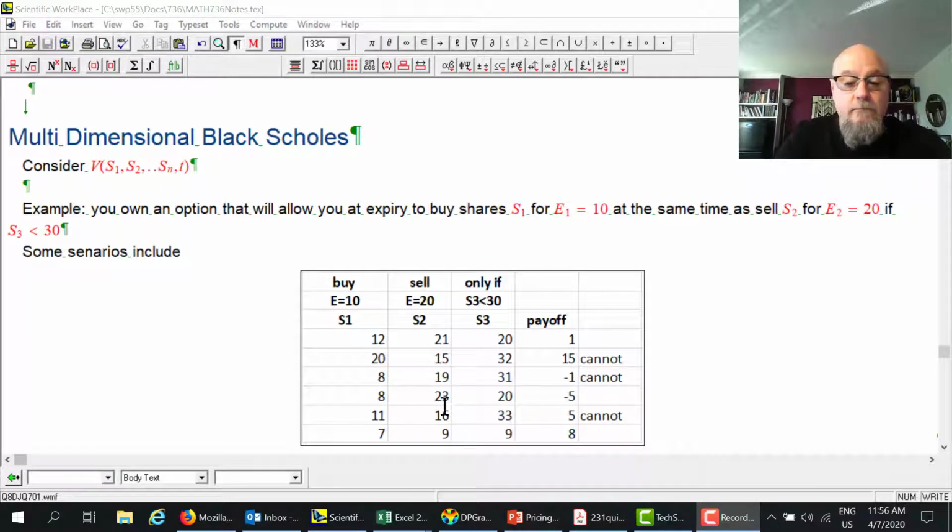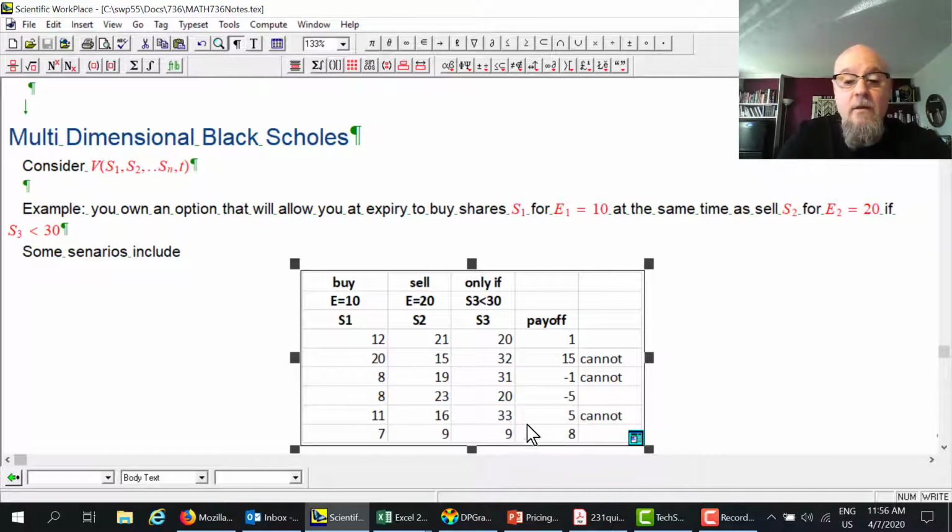Here then, stock 3 is below the $30, so I can if I want to. Do I want to? Well, I don't want to buy stock 1 for $10, exercising this call part of the option, because I'd be losing $2. Do I want to sell stock 2 for $20? No, I'd be losing $3. So I can do it, but if I did, I would lose $5, so I'm not going to do it. So far, the only scenario where I'm allowed to do it and would make money is the first one, so I would choose to do it.